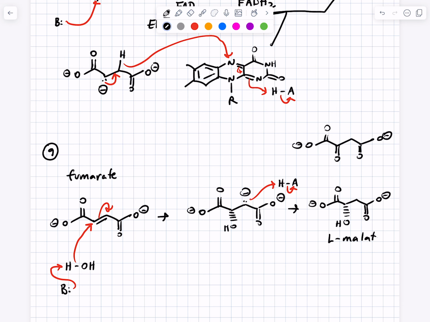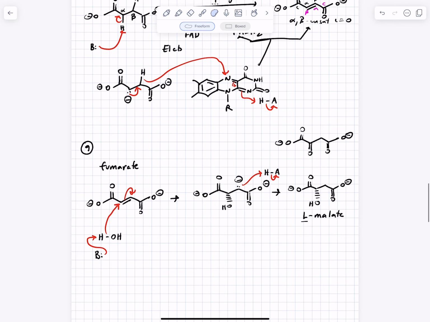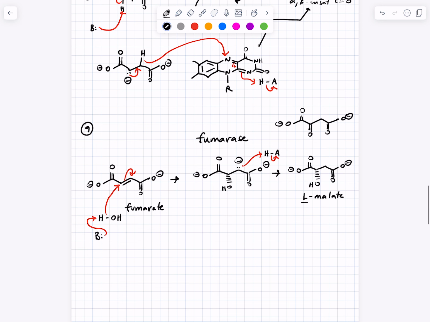This one is called L-malate, where L is an old-timey designation for that particular stereochemistry. The enzyme that catalyzes this process is called fumarase, because it's an enzyme that makes fumarate from malate if you go backwards. Okay, questions about that step? That's just conjugate addition.